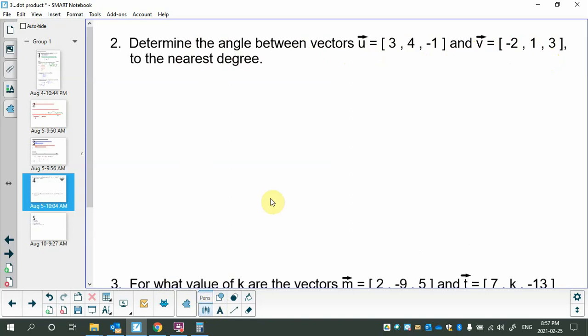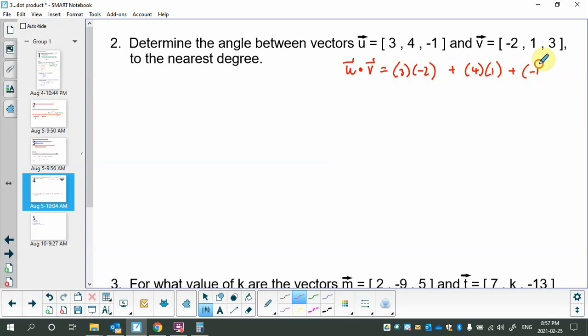So, because I've got components, I know that I can do what I just finished doing. So 3 times negative 2 plus 4 times 1 plus negative 1 times 3, and I can find the dot product. Yay me, I found the dot product. That's not what's being asked. It's being asked for the angle.